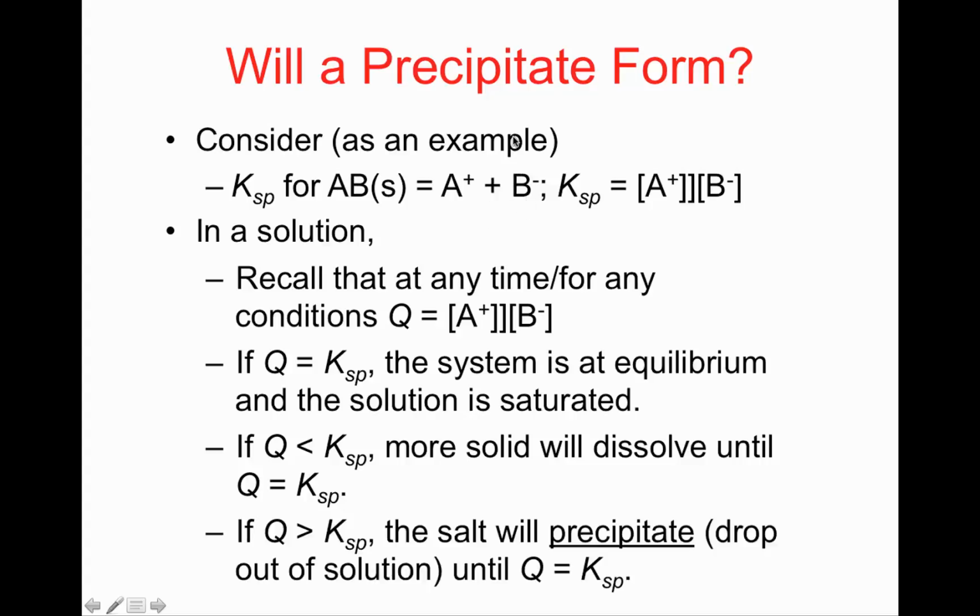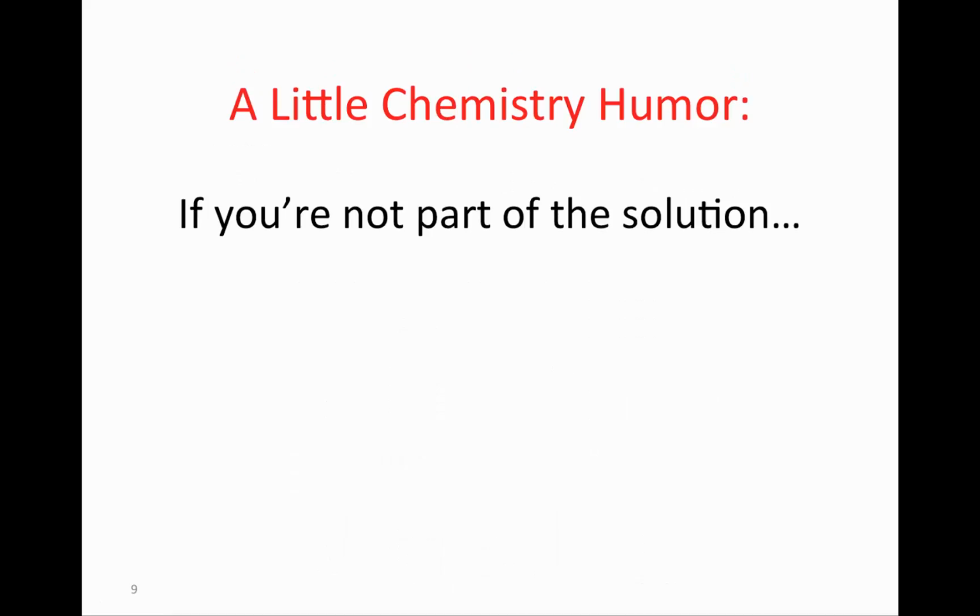If, however, Q is greater than Ksp, this means that the product of these two concentrations is too high, and so how do we get to equilibrium? Well, the concentrations go down. That means the reaction goes to the left, and a precipitate forms. This material crashes out of solution until these concentrations are what concentrations? The answer is until they're the equilibrium concentrations, and then, of course, Q is equal to Ksp. So systems are always trying to move to equilibrium because that's the lowest energy position for a system.